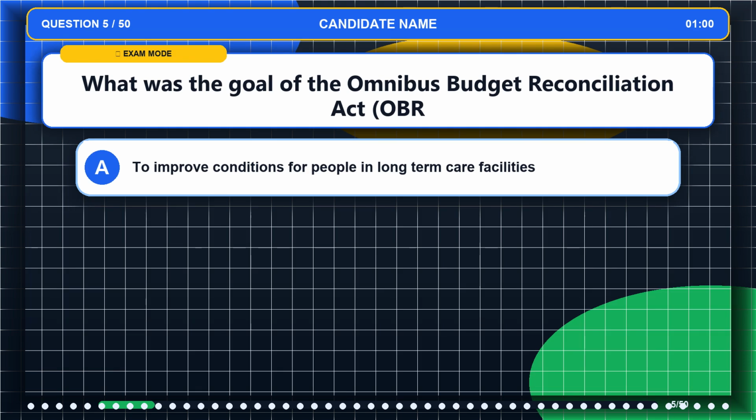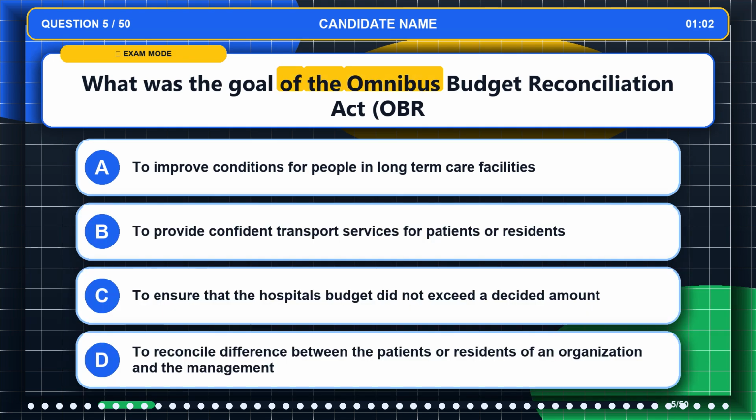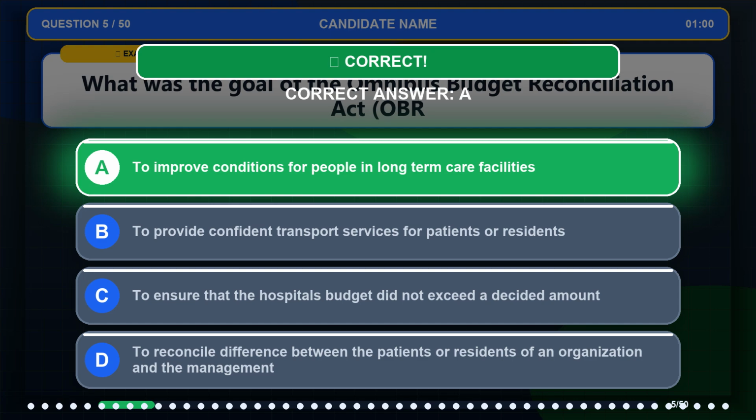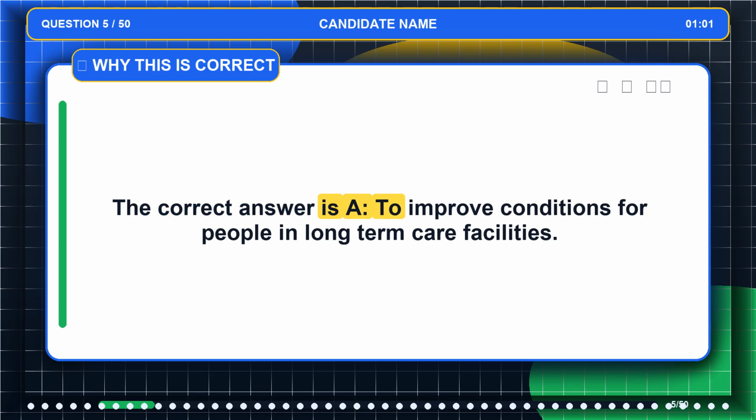Question 5. What was the goal of the Omnibus Budget Reconciliation Act, OBRA? Option A, to improve conditions for people in long-term care facilities. Option B, to provide confident transport services for patients or residents. Option C, to ensure that the hospital's budget did not exceed a decided amount. Option D, to reconcile differences between the patients or residents of an organization and the management. The correct answer is option A, to improve conditions for people in long-term care facilities.